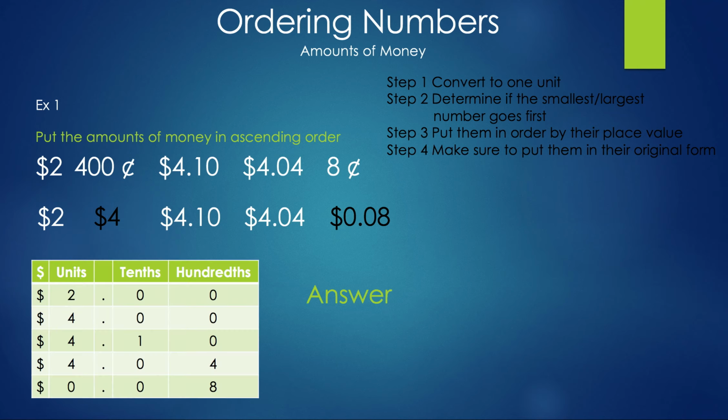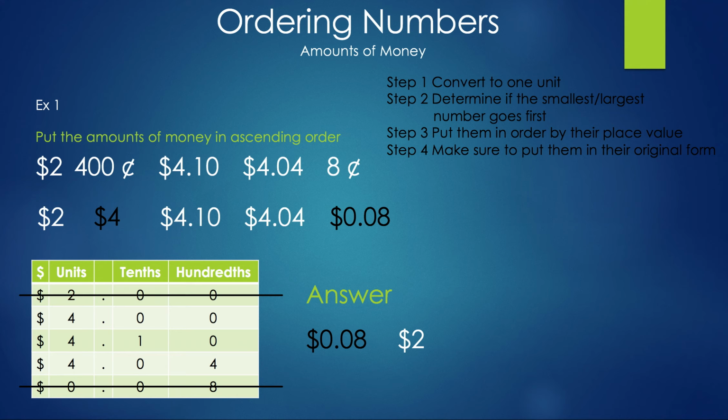So this is what you're doing, this is step 3, putting them in order by their place value. So since it's ascending, we need to start with the smallest number. So when we look at the units, we find 0 is the smallest. So therefore, we can cross it off and put it in my answer. Now we need to look at the next ones. We realize 2 is the next smallest, so we find it, and then we're going to cross it off and put $2 in the answer.